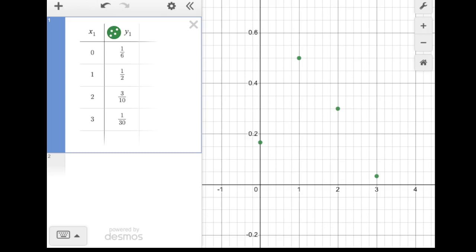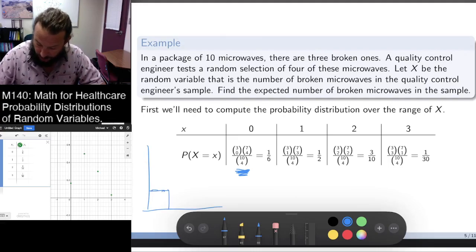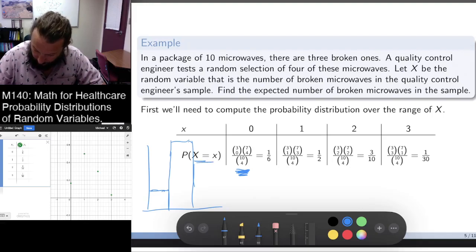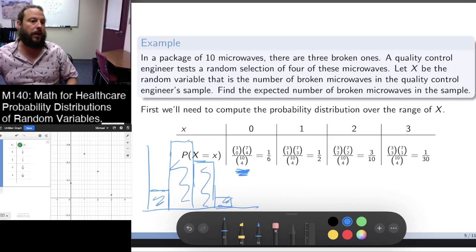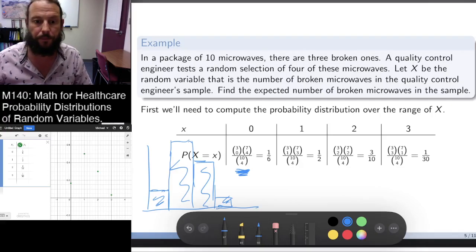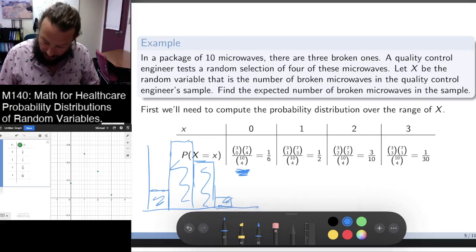All right, so what does that look like? That distribution, it's a little roundabout. But we get 1/6, we get 1/2, and we get 3/10. And then 1/30. So something like that, it looks like. That's what our distribution looks like. All right. And so not as symmetric as we saw with the last one. And we got to find our expected value.